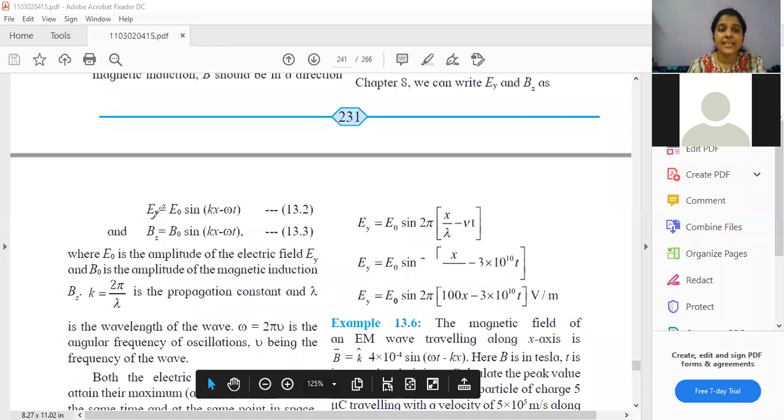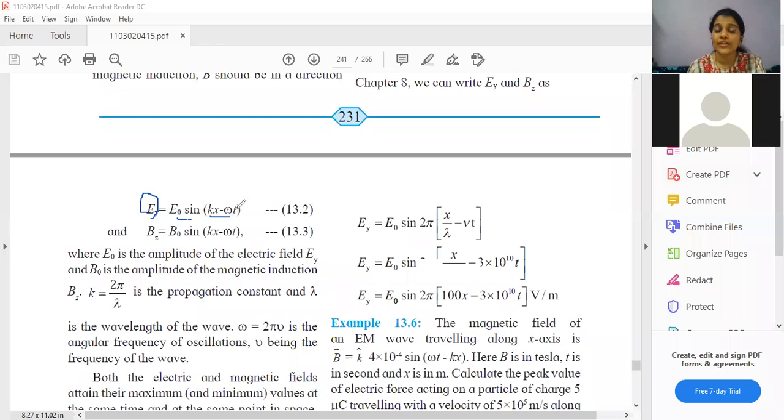So see, in this equation, Ey = E0 sin(kx - ωt). What is E0? E0 is nothing but the amplitude of the electric field. The same equation we write for Bz as well, where B0 is the amplitude of the magnetic field. Sine is the sine function.